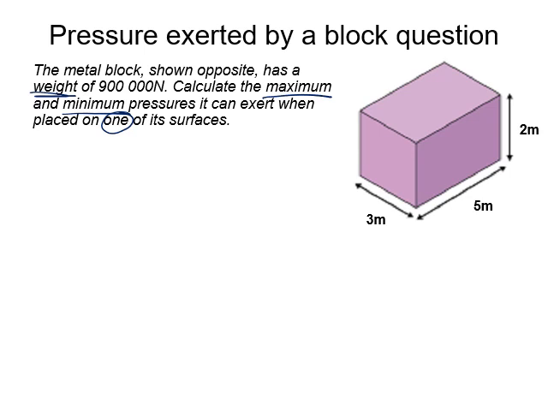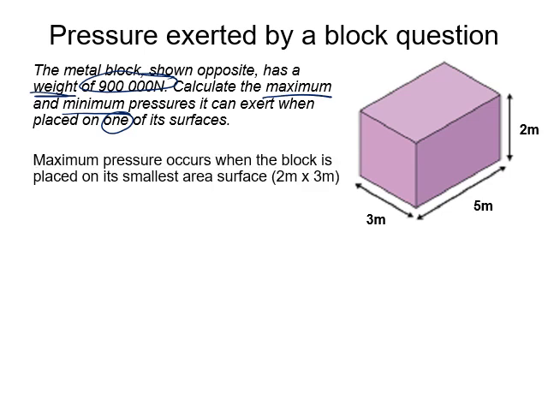Okay, so I've already broken down the question. The force is going to be 900,000 newtons because weight is a force. Now it's just about choosing which area is the biggest for that particular block and which area is the smallest, because the one with the biggest area will have the least pressure and the one with the smallest area will have the biggest pressure. So maximum pressure occurs when the block is placed on its smallest area surface. Okay, smallest, which is the 2 times 3 meters.